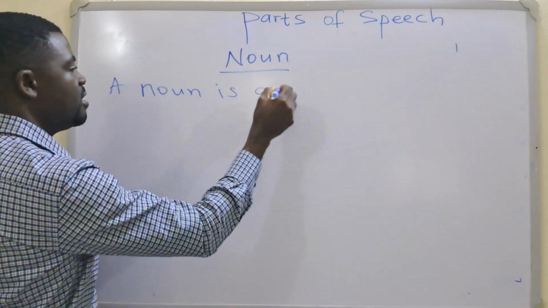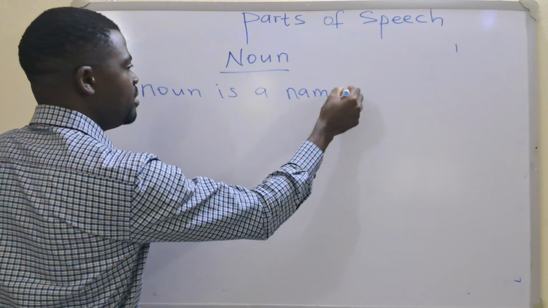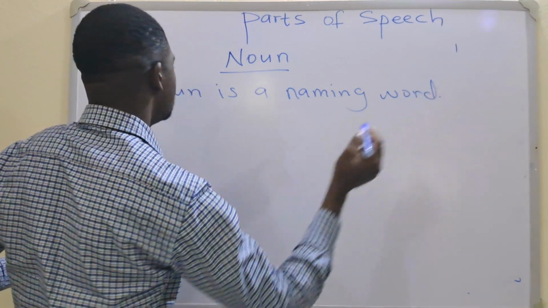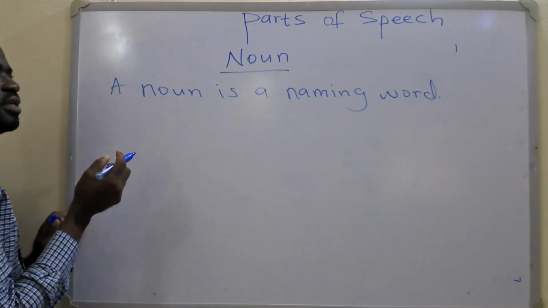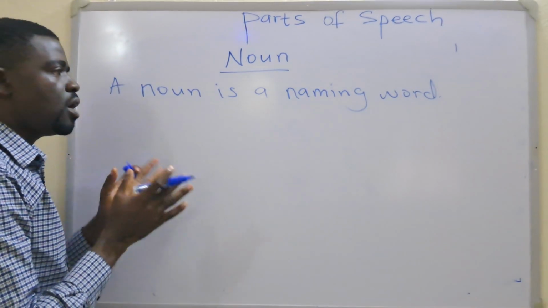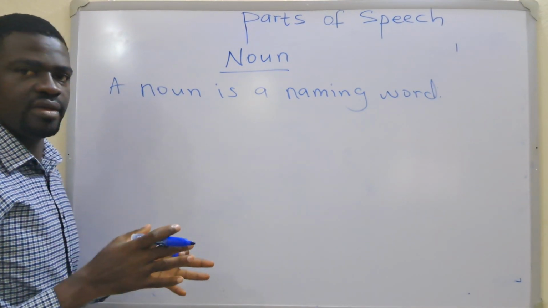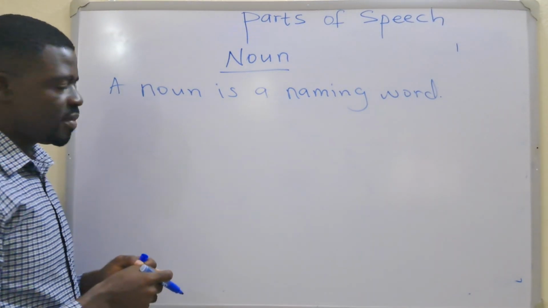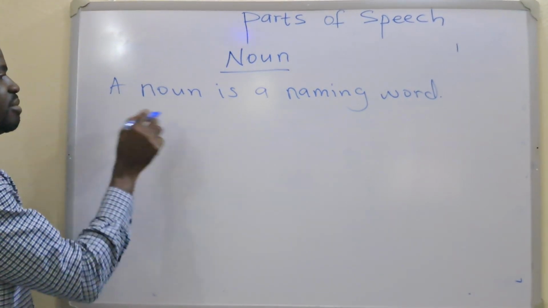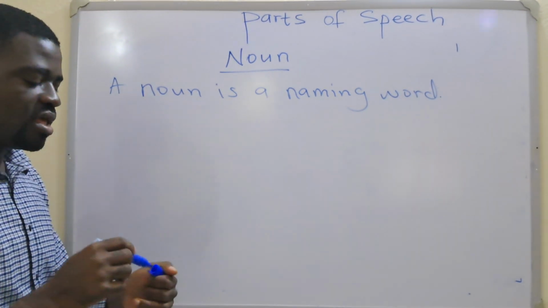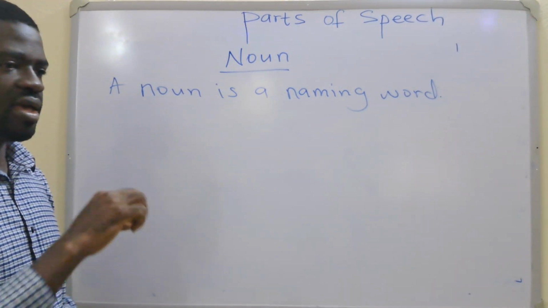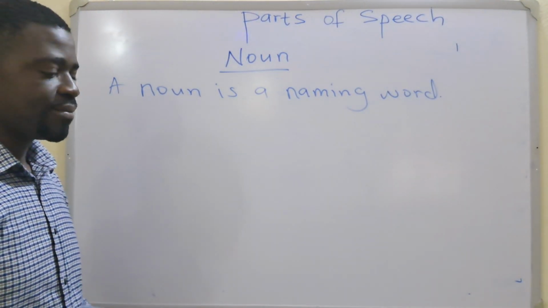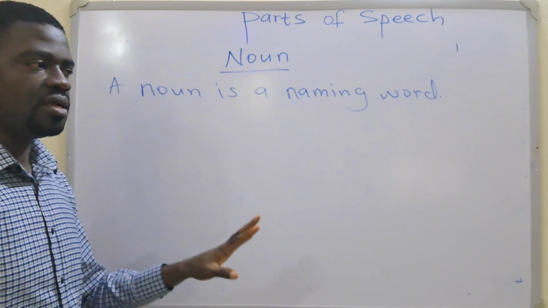A noun is a naming word. A noun is a naming word, or a word that names something, or a word that gives a name. I think that is better. A naming word. That means any word that is a name is a noun automatically. Once it is a name, then it's a noun.